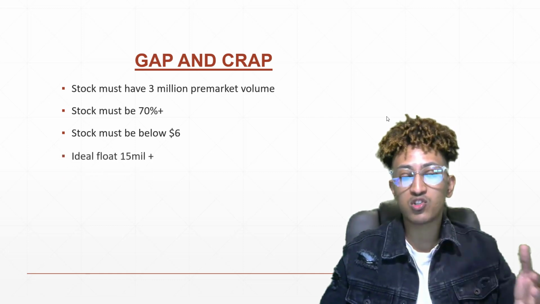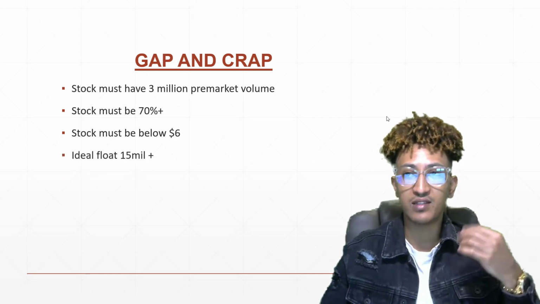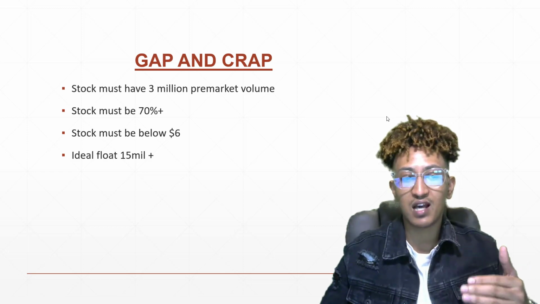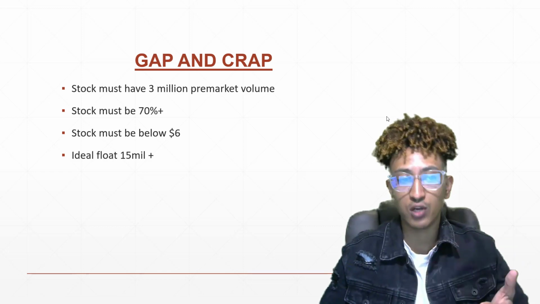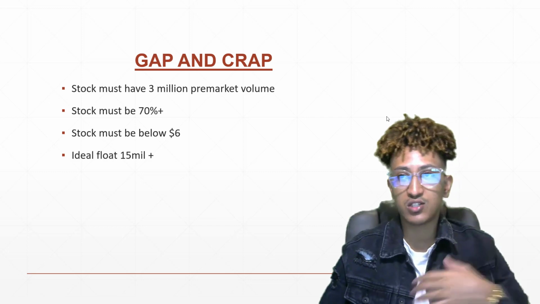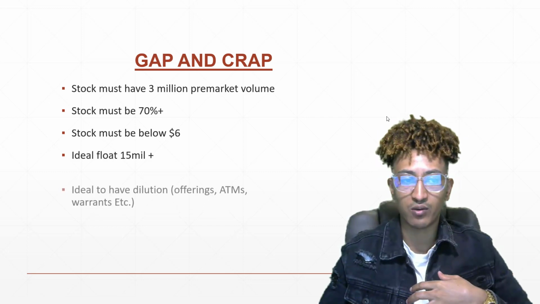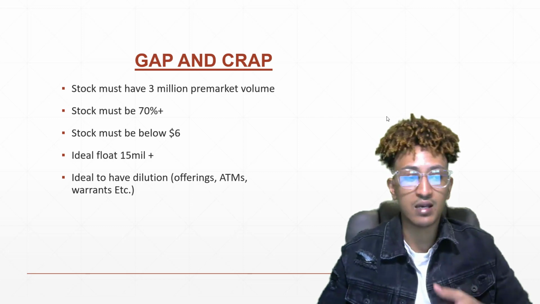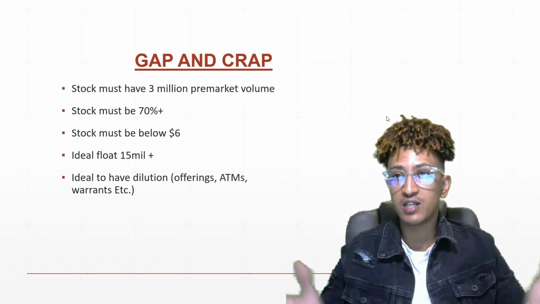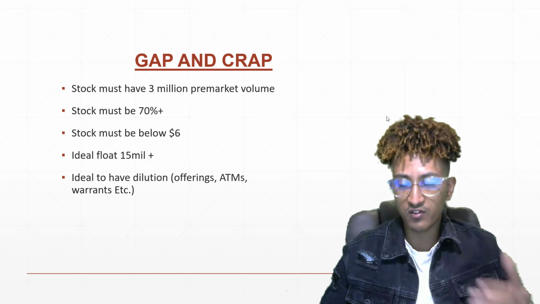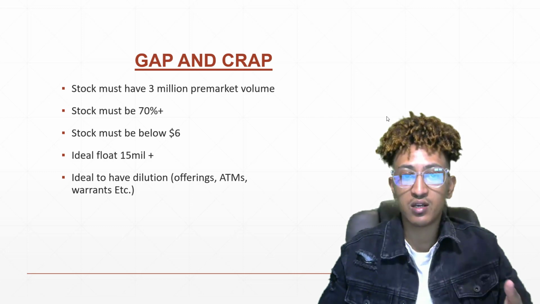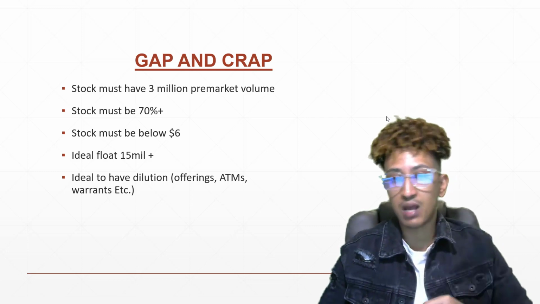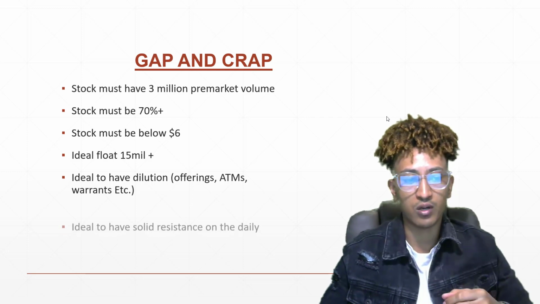The other ones are not a must, but they're ideal. So you want this thing to have an ideal 50 million plus float. The larger the float, the better, because as a short seller, it contributes to your side, right? It's ideal to have dilution, if they have offerings, ATMs, warrants, hidden ATMs, and so on, right? If the company themselves are dumping shares, it's better for you, and there's a way to establish whether they're going to offer or not, right?